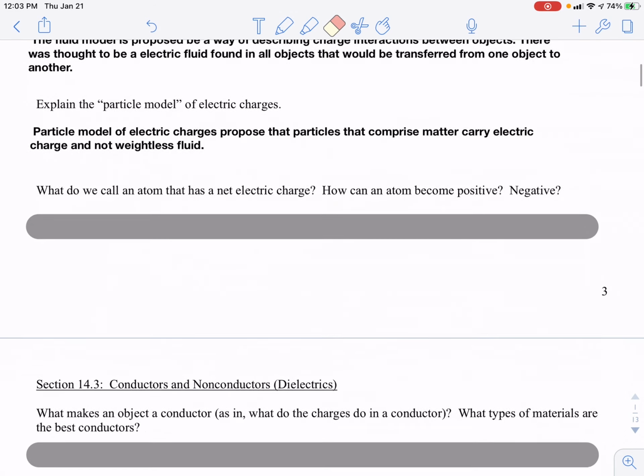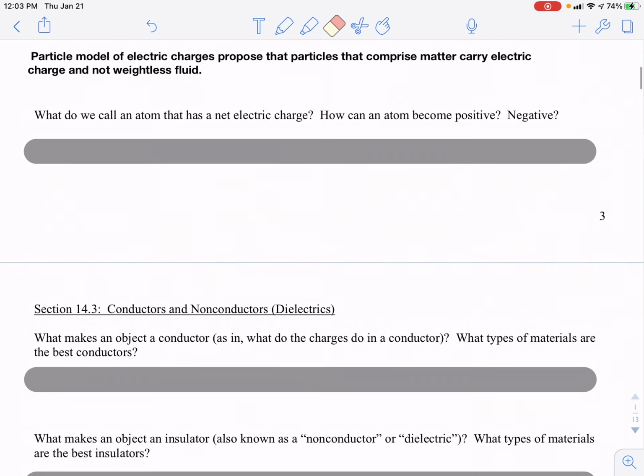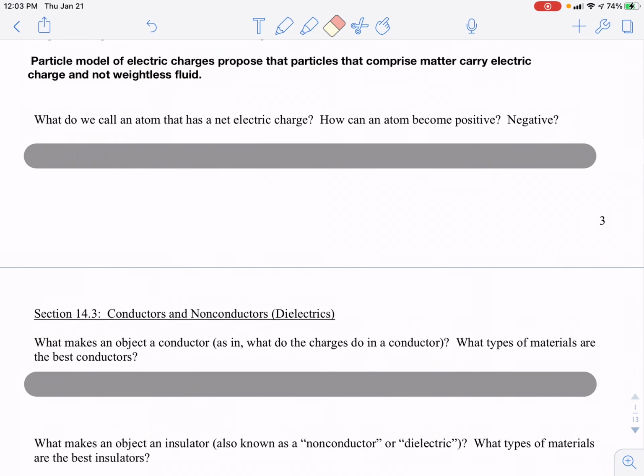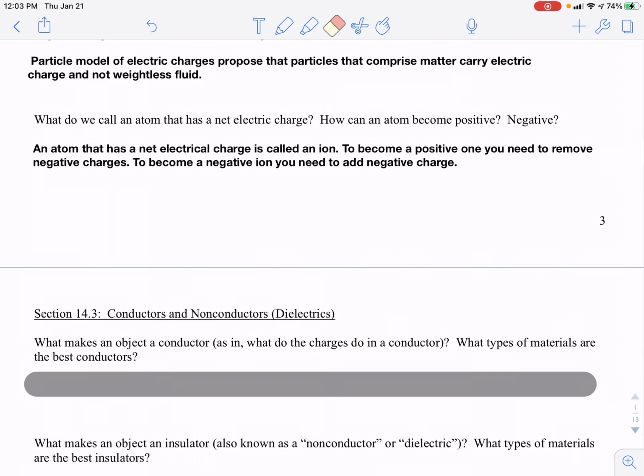What do we call an atom with a net electric charge? How can an atom become positive or negative? An atom that has a net electrical charge on it is called an ion. To become positive, you need to remove negative charges from that atom. To become a negative ion, you need to add negative charges to that atom.